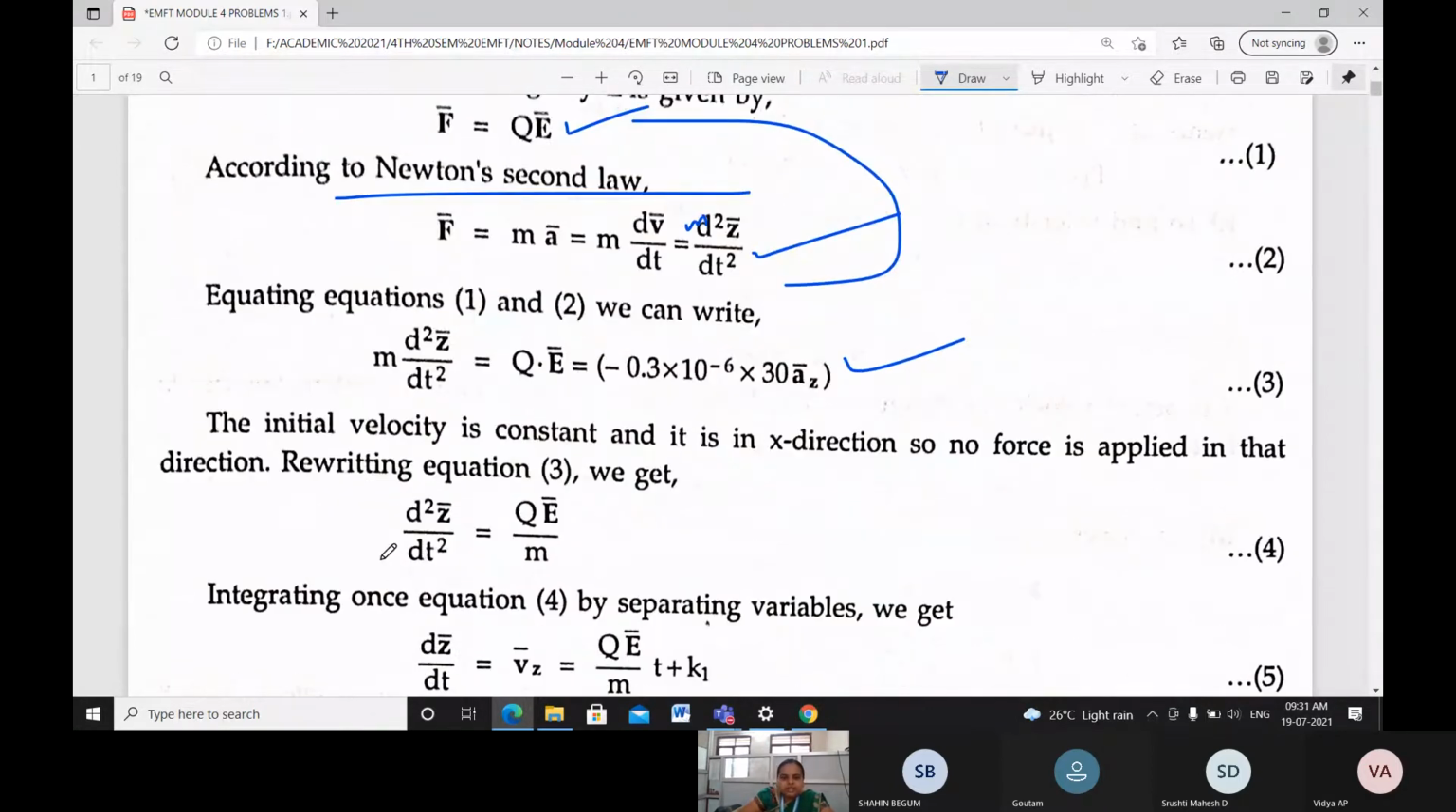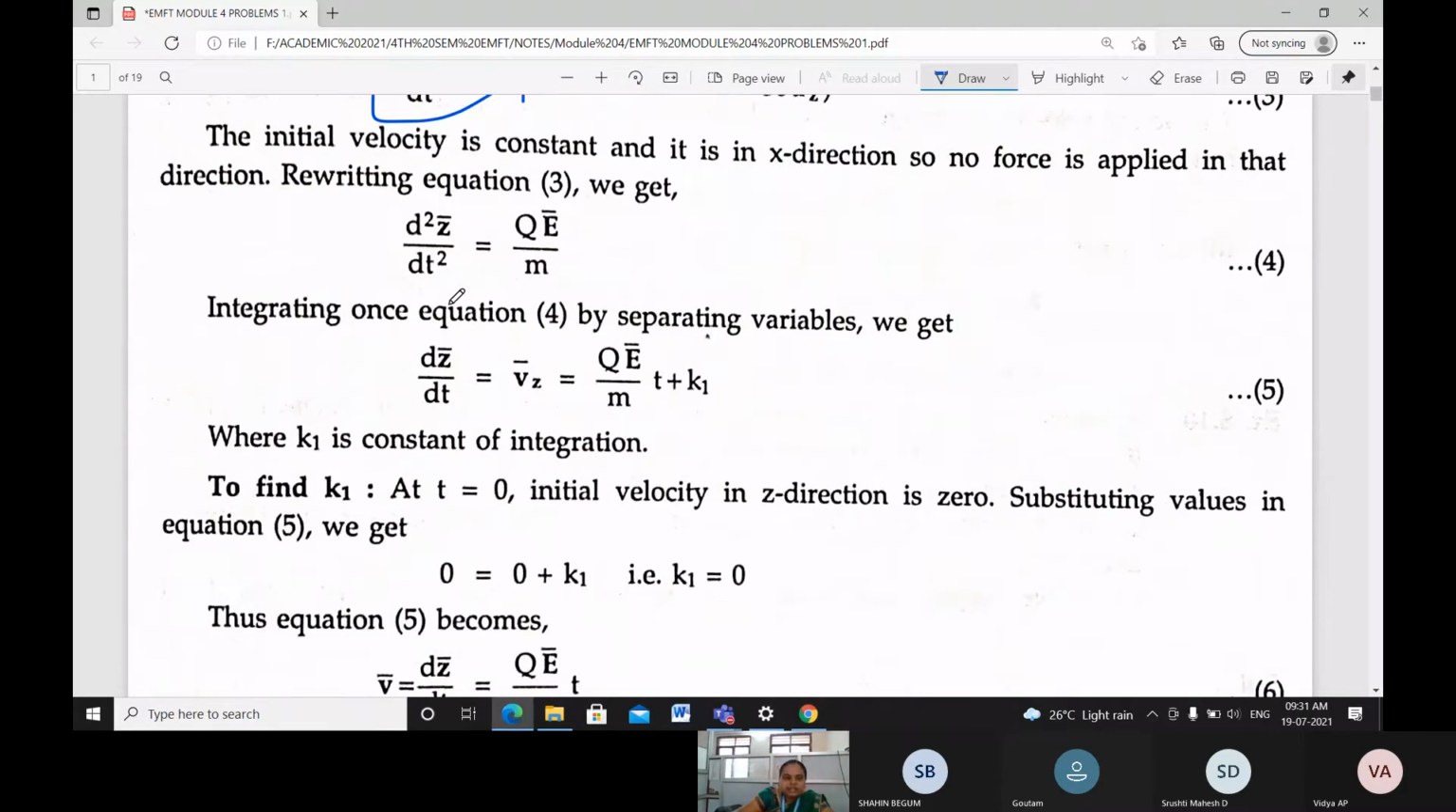The initial velocity is constant and in the x direction, so no force is applied in that direction. Therefore, the equation can be changed to d square z divided by dt square equals q times E divided by M. Then integrating this equation, I can find the z location.